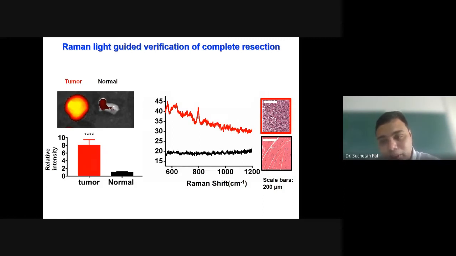I am not going into details, but you can see that if you have more density of cells, that means your tissue is cancerous. You have less density of cells, you have normal tissue, and from there you can actually verify your tumor is completely resected.